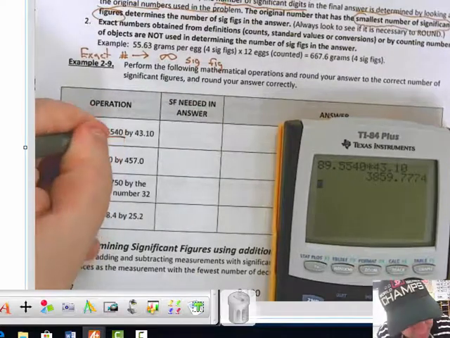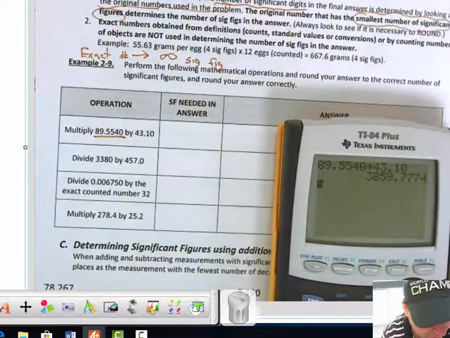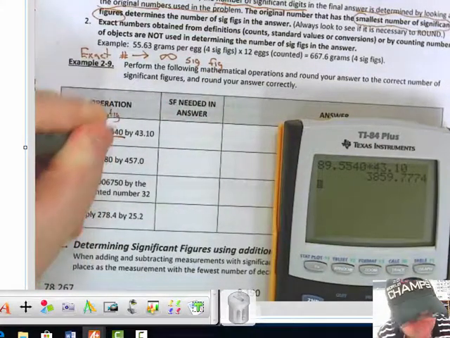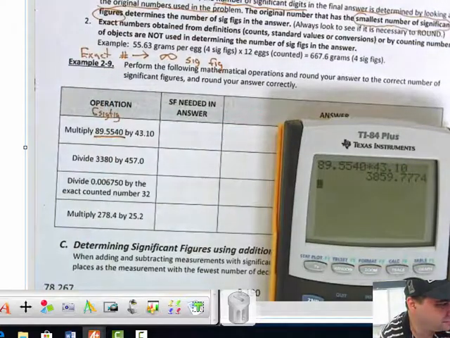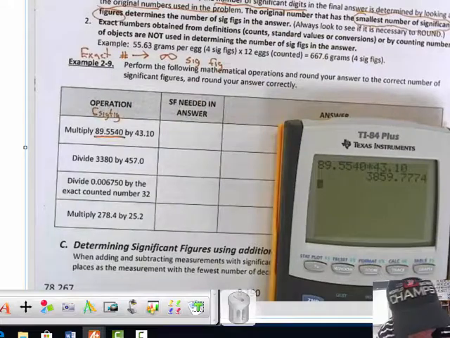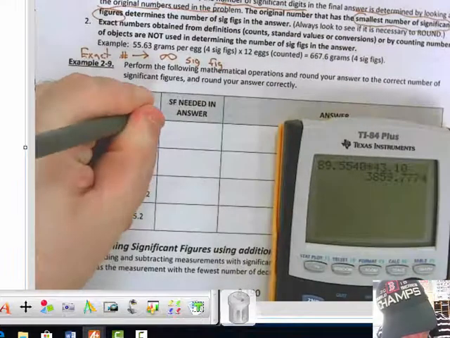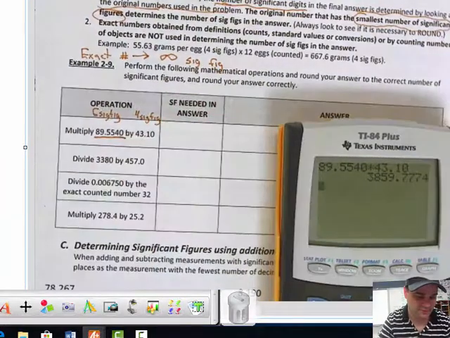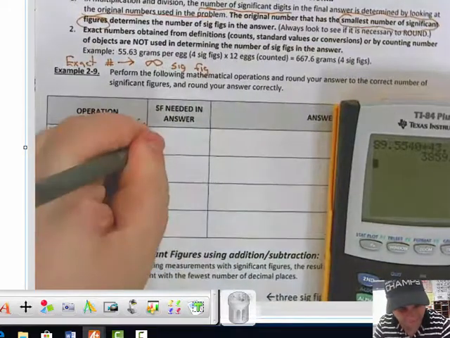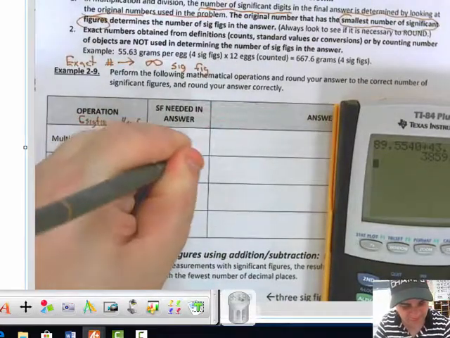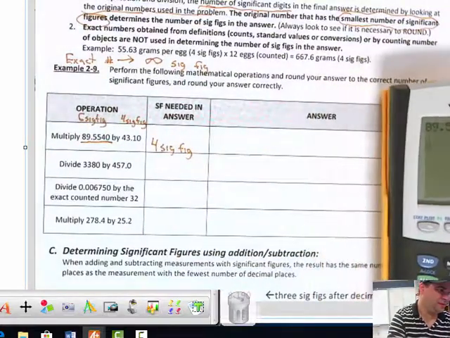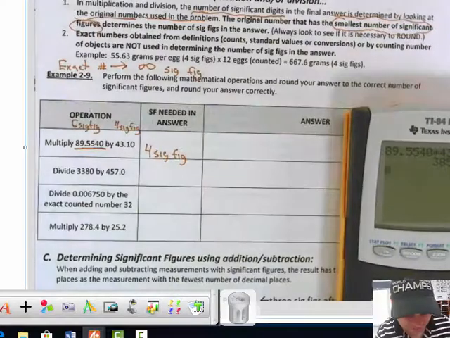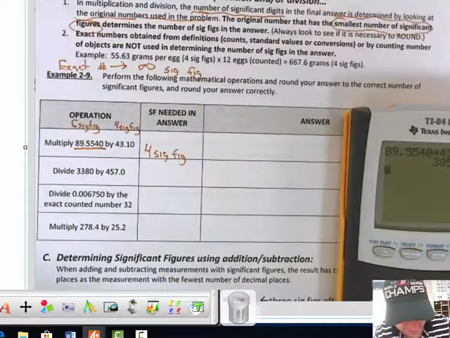So here's what I have to do here. How many sig figs are in 89.5540? There are 6 sig figs. In 43.10, there are 4 sig figs. Which number is smaller between 6 and 4? The answer is 4 sig figs. So, if I was rounding this answer to 4 sig figs, there are two ways to do this.